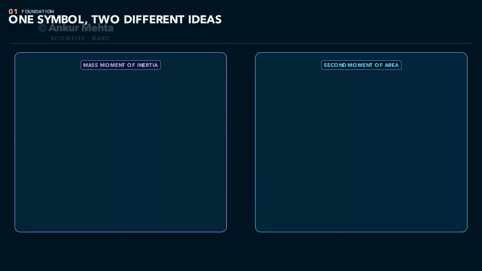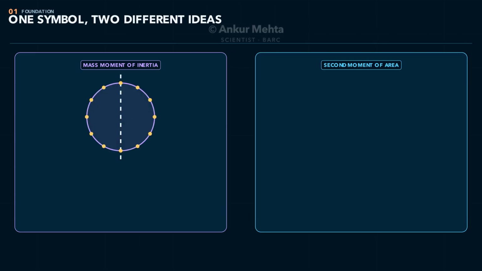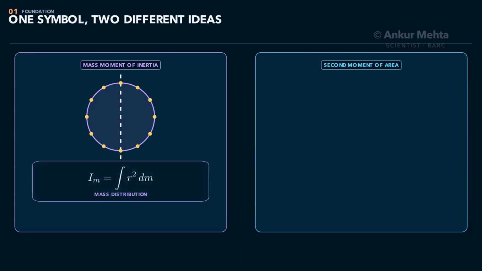The symbol I appears in both school physics and strength of materials, but it can describe two different quantities. In rotational dynamics, mass moment of inertia measures how mass is distributed around an axis. In beam theory, the second moment of area measures how cross-sectional area is distributed around an axis. Both use distance squared, but their physical meanings, units, and applications are different.